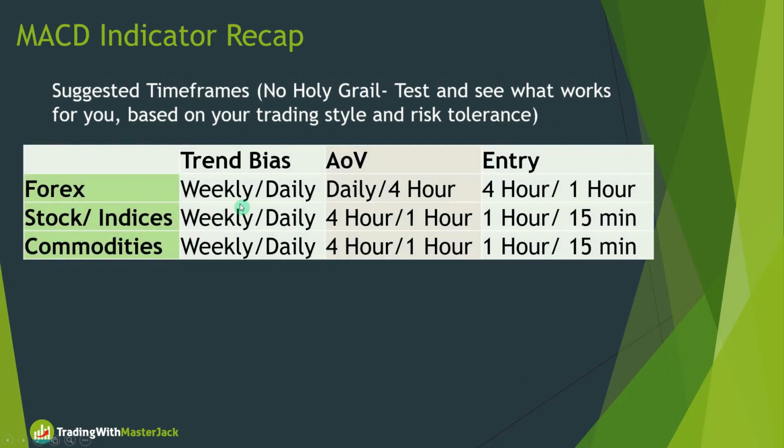For Forex, I use a weekly time frame to determine my trend bias, area values I determine on the daily, and my entry point on the 4 hour. Or sometimes it's the daily, 4 hour, and the 1 hour. And likewise applies here with stocks and indices. So I use weekly, 4 hour, 1 hour, daily, 1 hour, 15 minutes. Commodities, weekly, 4 hour, 1 hour, daily, 1 hour, and 15 minutes.